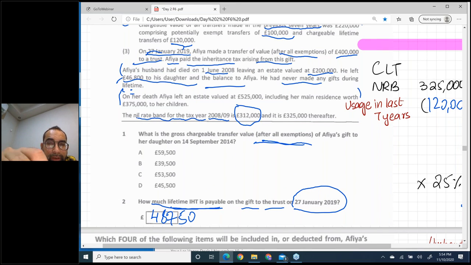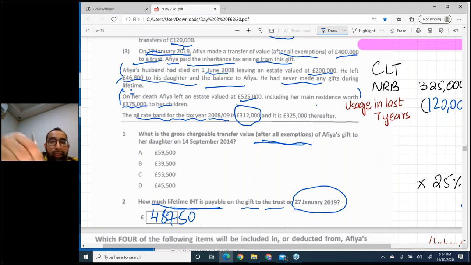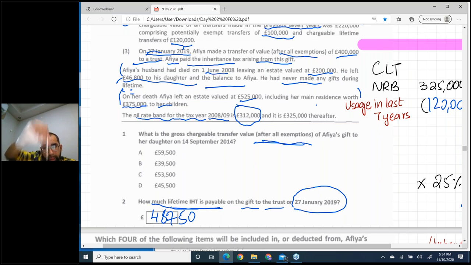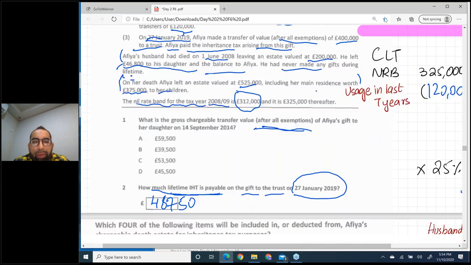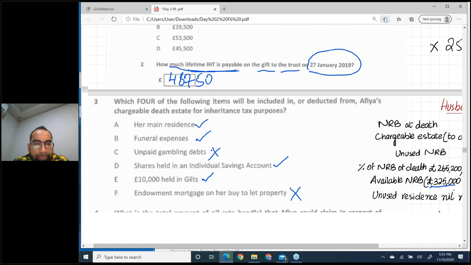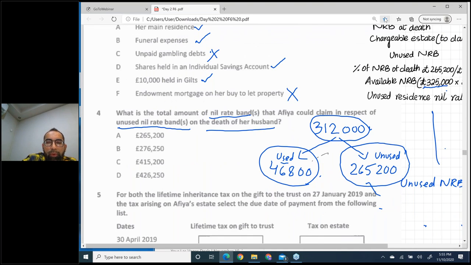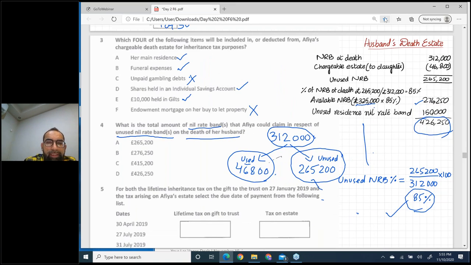On her death, Afia left an estate valued at 525,000, including her main residence worth 375,000 to her children, going downward in the generation. Plus she died after 6th April 2017. So all conditions of residence NRB were met by Afia, right? That's why she can use her husband's residence NRB as well. So the answer for question number 4 is 426,250, that is D.